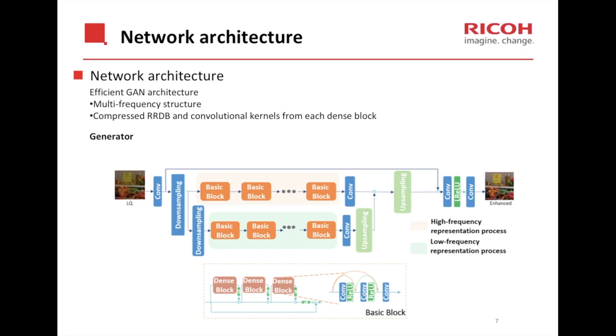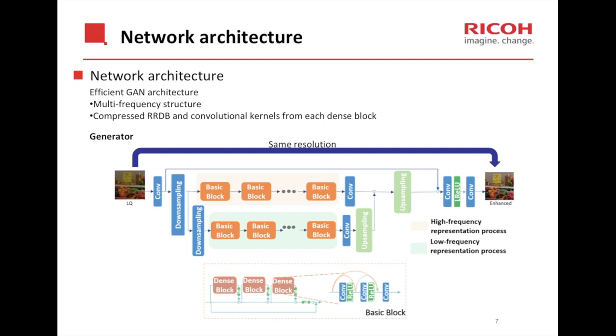The network has two downsampling and two upsampling layers. The basic blocks are the compressed RRDBs modified from ESRGAN. We reduced the number of RRDBs from 23 to 6, and the number of convolutional kernels in each dense block from 5 to 3. And we keep the same resolution between the input and output for enhancement purpose. We use the same discriminator and the loss function as the ESRGAN did.